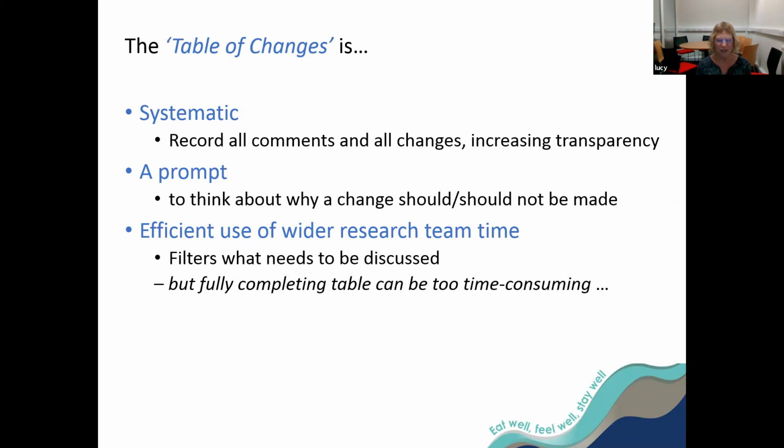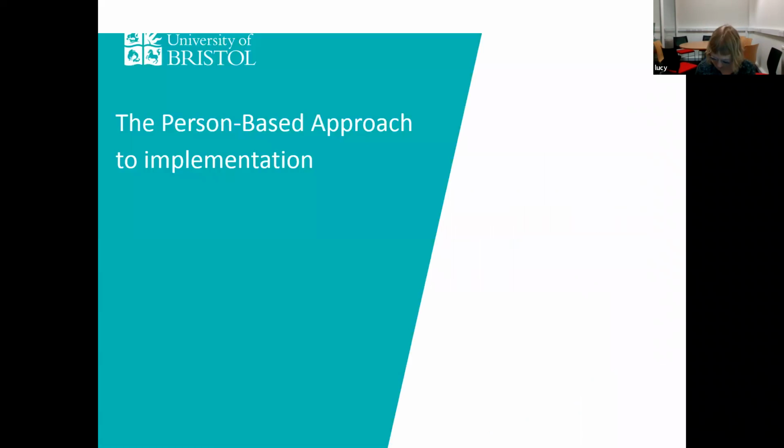So it's very transparent, and it helps you think about why and whether a change should or shouldn't be made. And it can be very efficient for wide research, so doing co-design with PPIs or with clinicians and other stakeholders, because you can say, well, we're only going to discuss the ones that are marked important and not the easy, uncontroversial ones. We're currently finding that completing the table with a big intervention can be too time consuming, so we're working on that and going to make it easier.